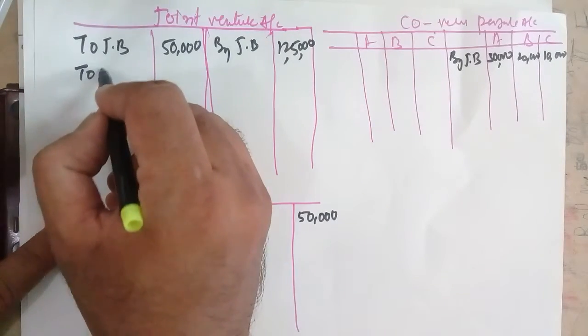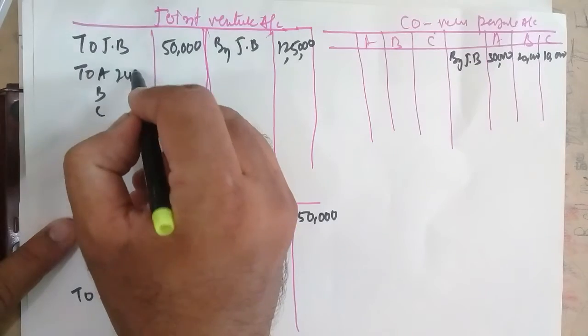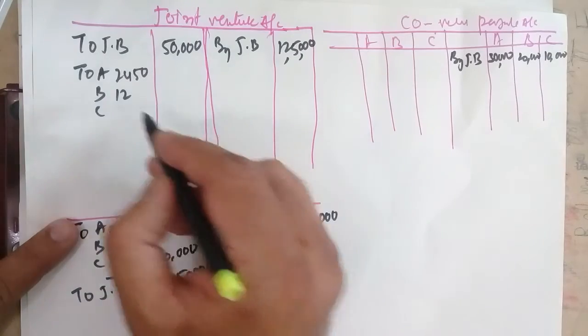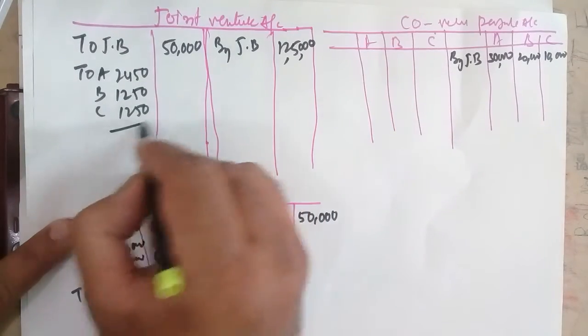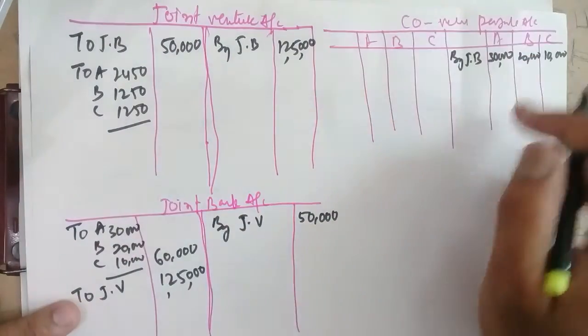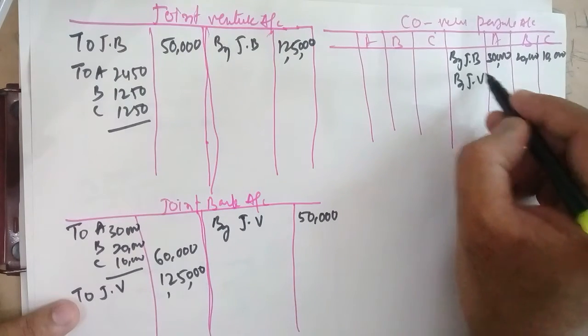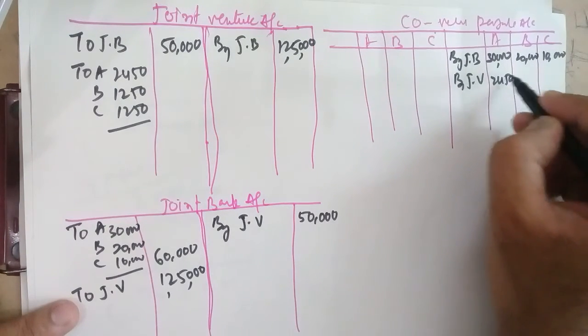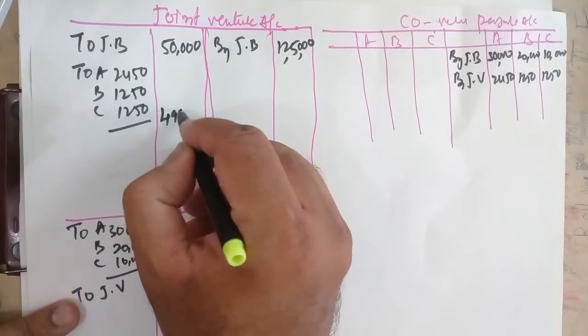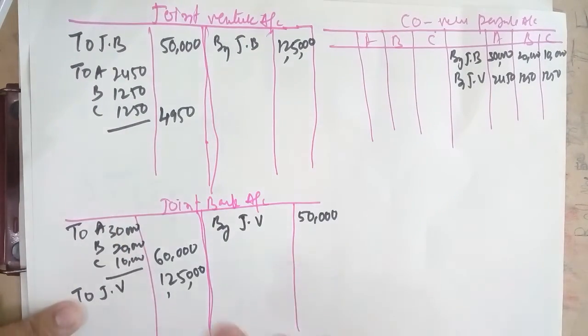In joint venture we write to A, B, C. This fellow 2,450, and 1,250, 1,250. So like this they are making the payment. Here we have debited. In co-venturers account we write by joint venture, 2,450, 1,250, 1,250. So this summation comes to 4,950, and we have debited this amount. Clear? Once this is done, everything is done, nothing is left over.